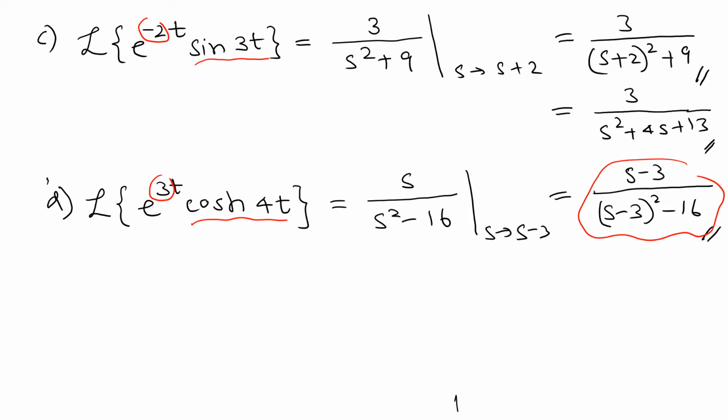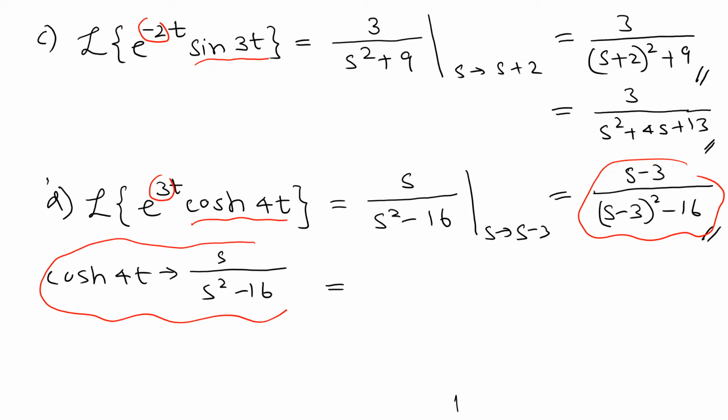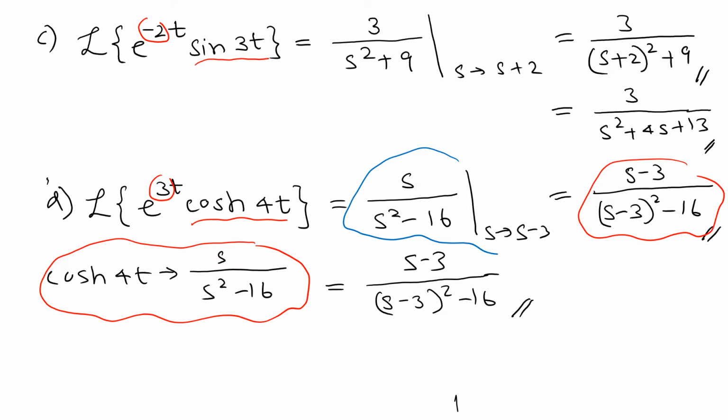Also, once you get familiar, you can directly write this answer. You don't want to write the intermediate steps, but you have to think about them. Just think about cosh going to s over s squared minus 16. Then you ignore this step and directly write the answer. That means each s becomes s minus 3, giving s minus 3 over (s minus 3) squared minus 16. You can write the answer without going through the intermediate step.